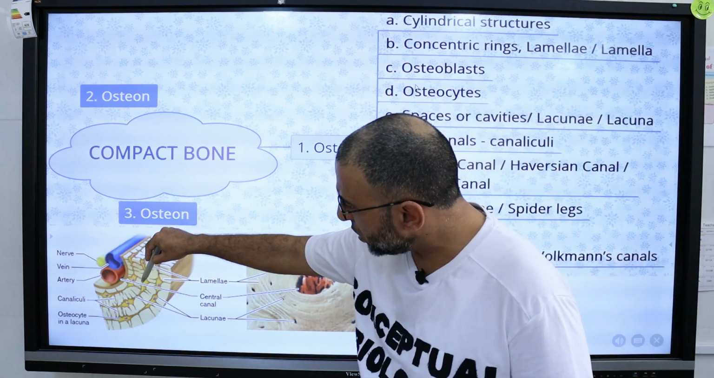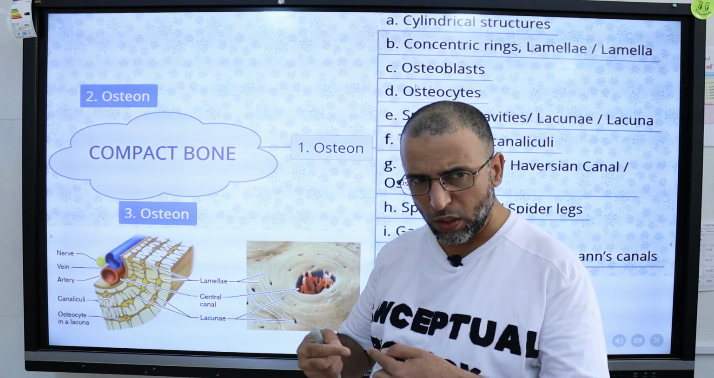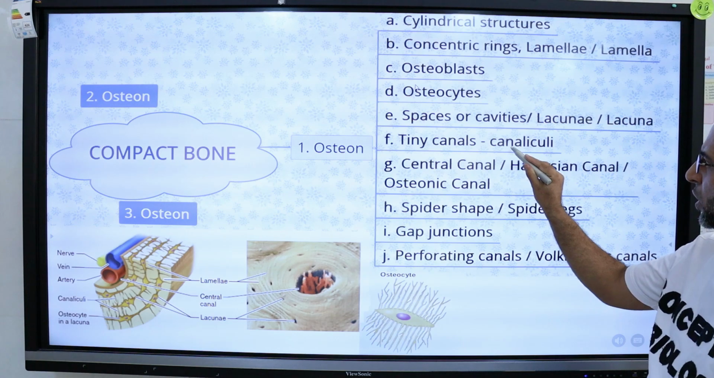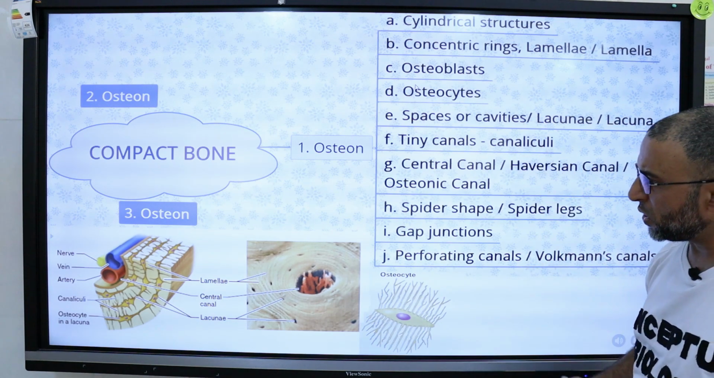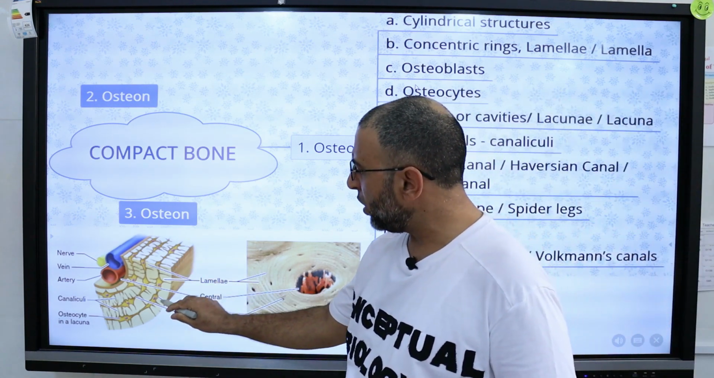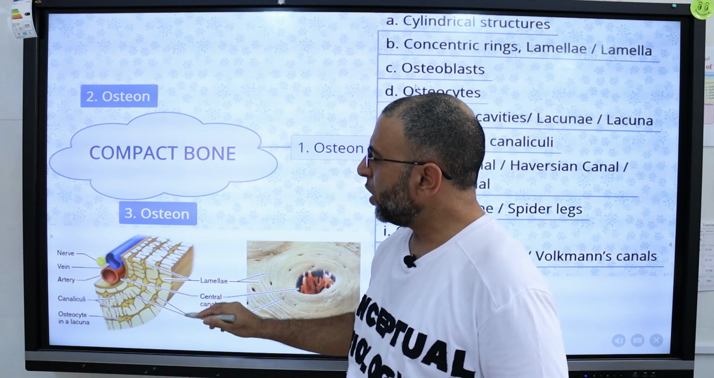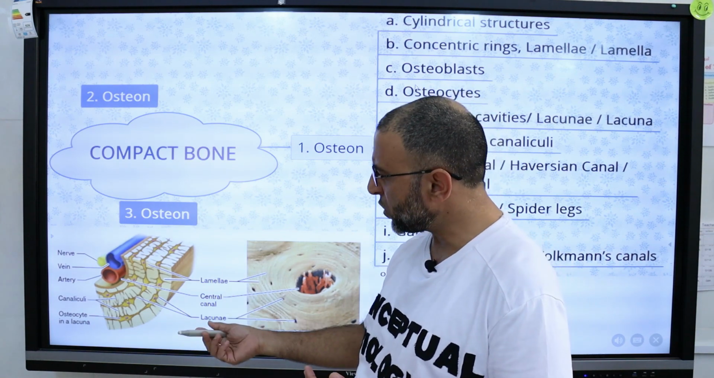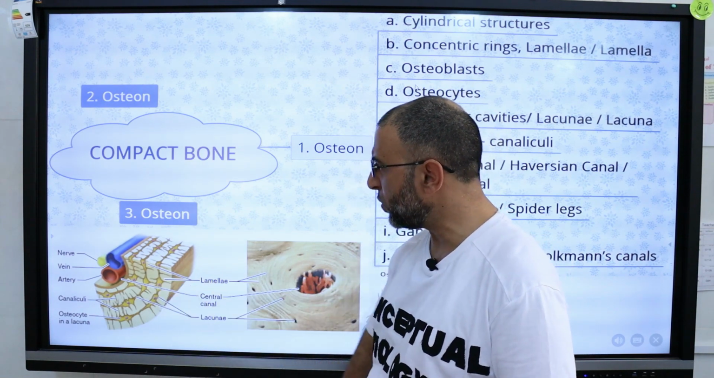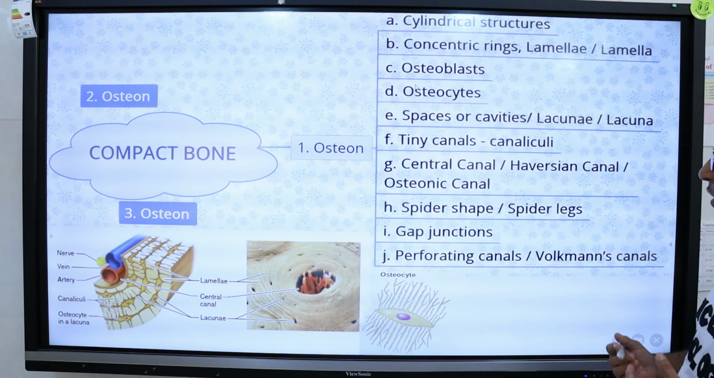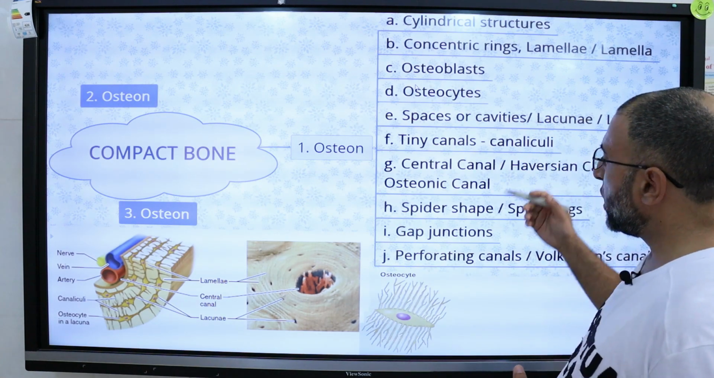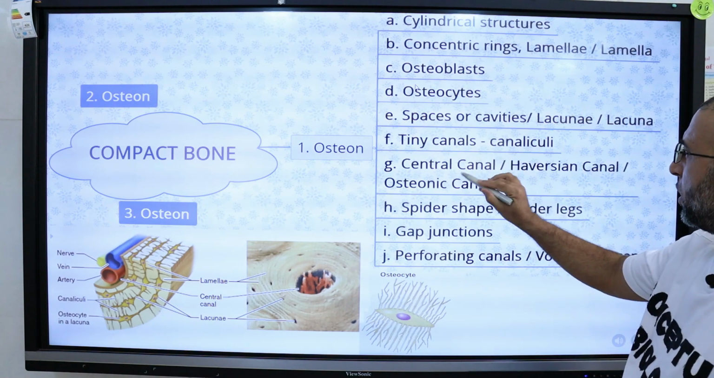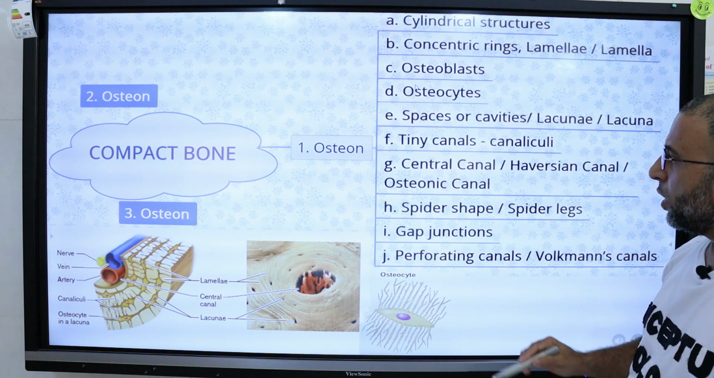Now, the adjacent lacunae are also interconnected through tiny canals, and these canals are called canaliculi. Canaliculus is singular. So, lamellae are the concentric rings produced by the osteoblasts. Then osteoblasts differentiate into osteocytes. They are present in these cavities called lacunae, and these lacunae are interconnected to each other through small tiny canals which are called canaliculi.